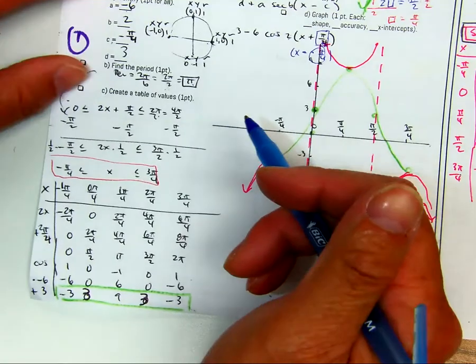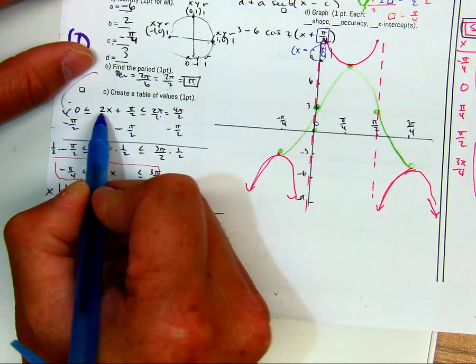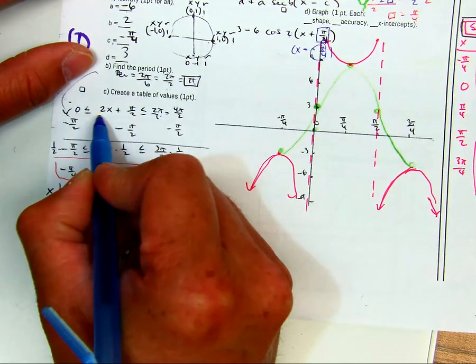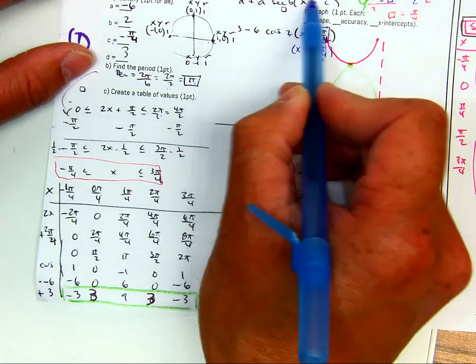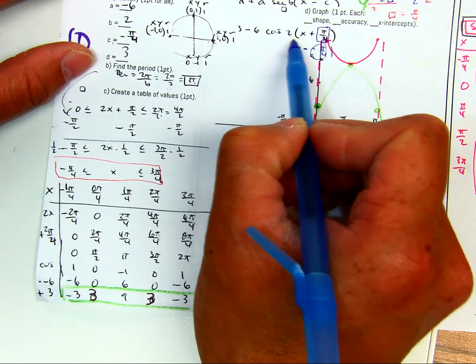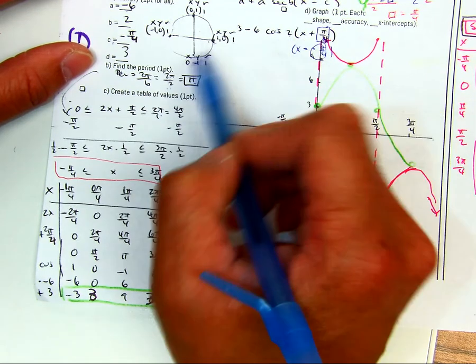So I use the inequality here. You can use either of these. 2x plus pi over 2 is what I chose, the original problem. Even if you did the other one, the factored one, you would still get the same thing.